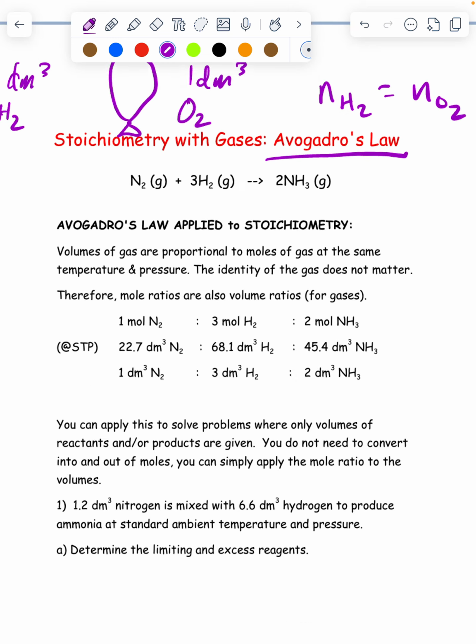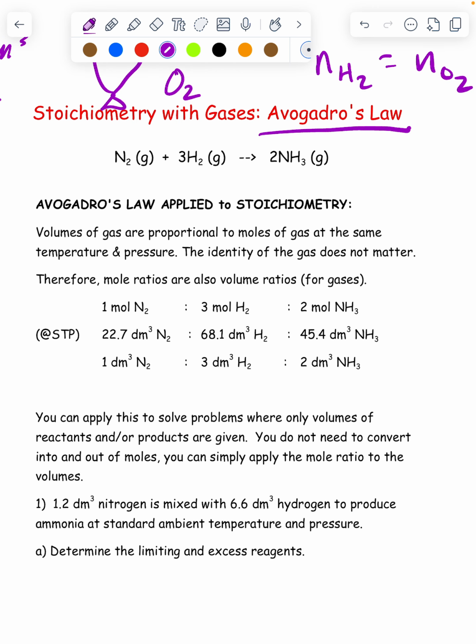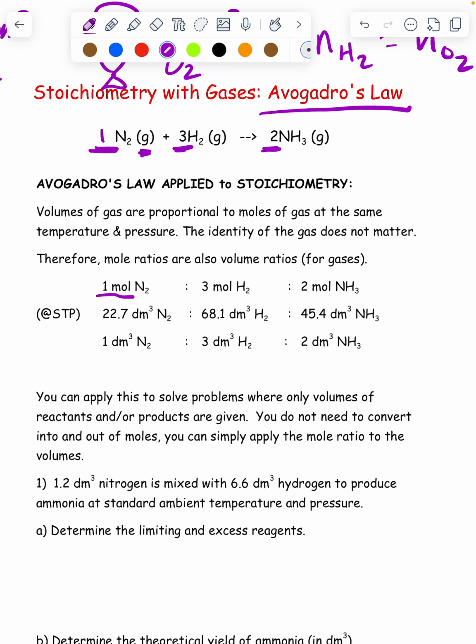Well, in this reaction here, I see the mole ratio is 1 N2 in the gas phase. So this is only applying, of course, to gaseous reactants and products, this law. So 1 mole of nitrogen reacts with 3 moles of hydrogen and creates 2 moles of ammonia. So the mole ratio is 1 mole N2, 3 mole H2, 2 mole NH3.